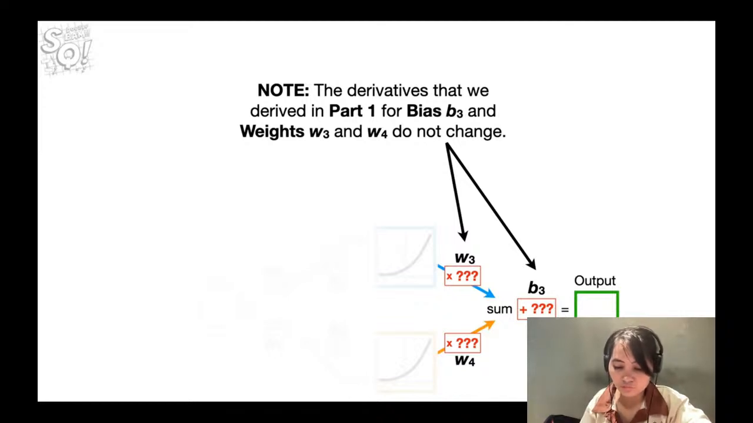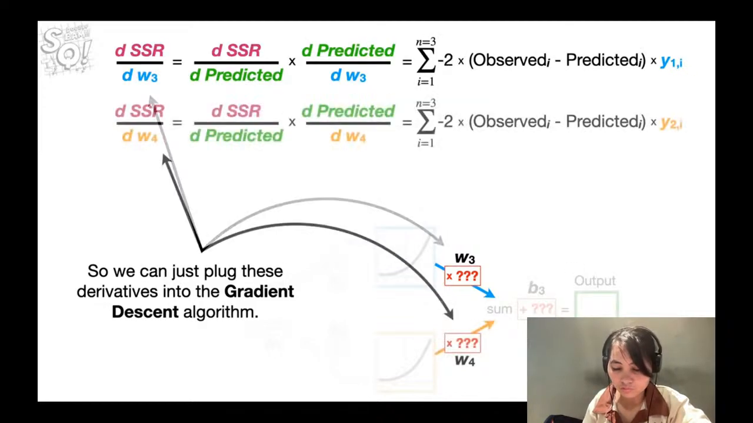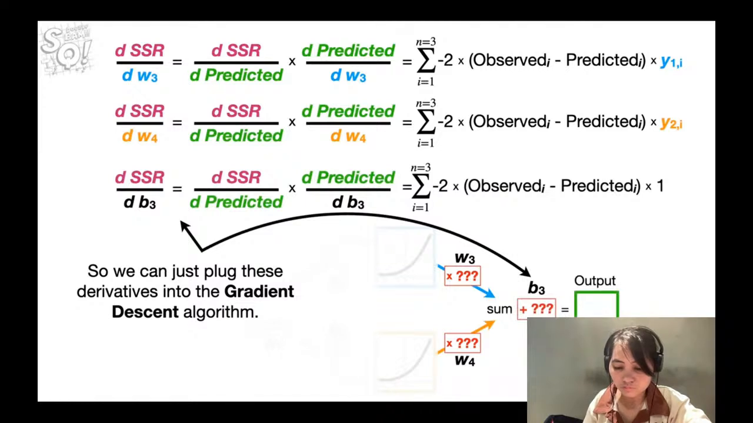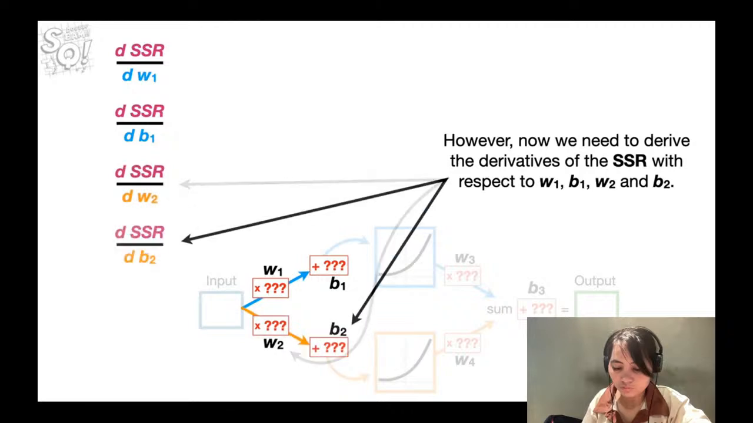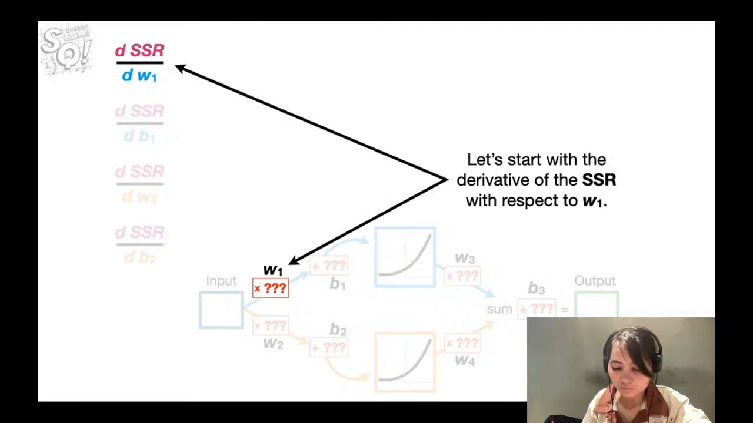Note, the derivatives that we derived in part 1 for bias b sub 3 and weights w sub 3 and w sub 4 do not change. So we can just plug these derivatives into the gradient descent algorithm. However, now we need to derive the derivatives of the sum of the squared residuals with respect to w sub 1, b sub 1, w sub 2, and b sub 2. Let's start with the derivative of the sum of the squared residuals with respect to w sub 1.